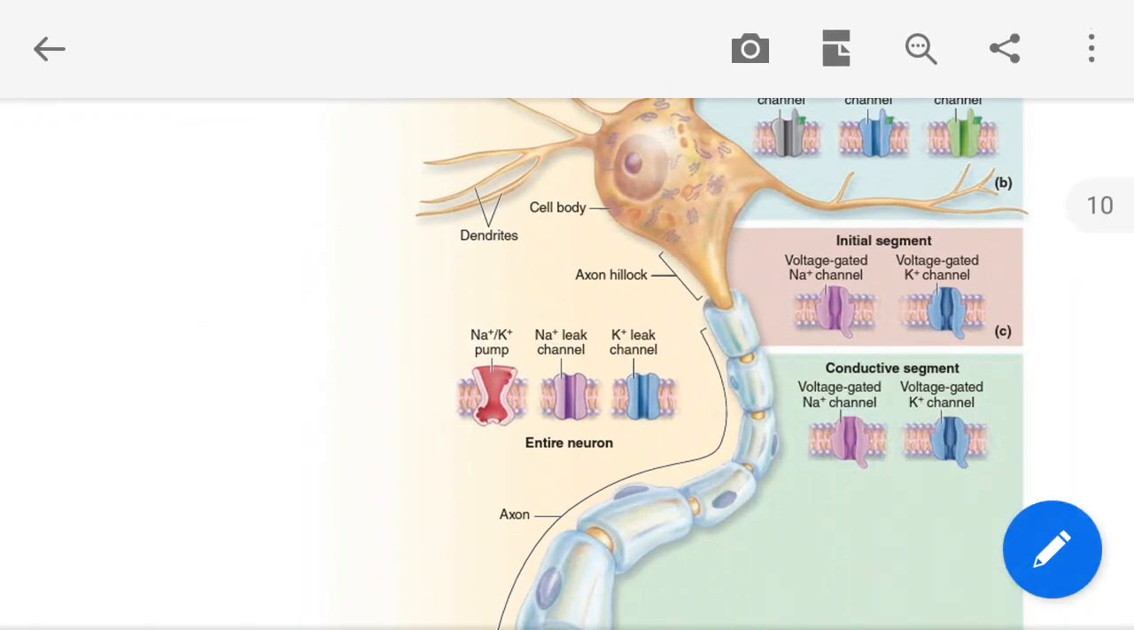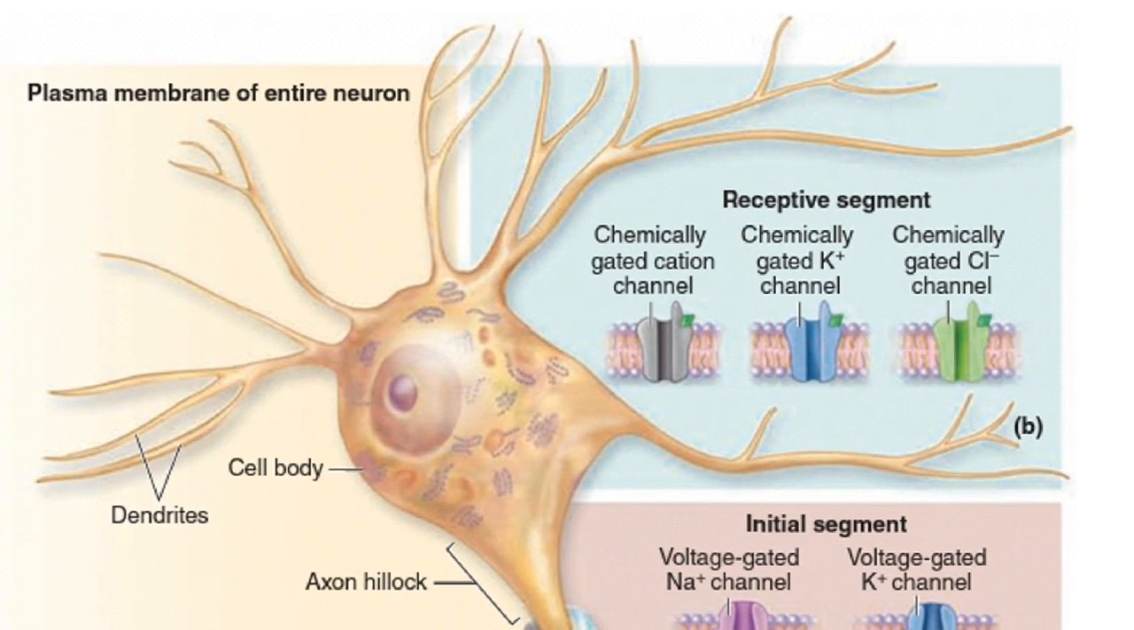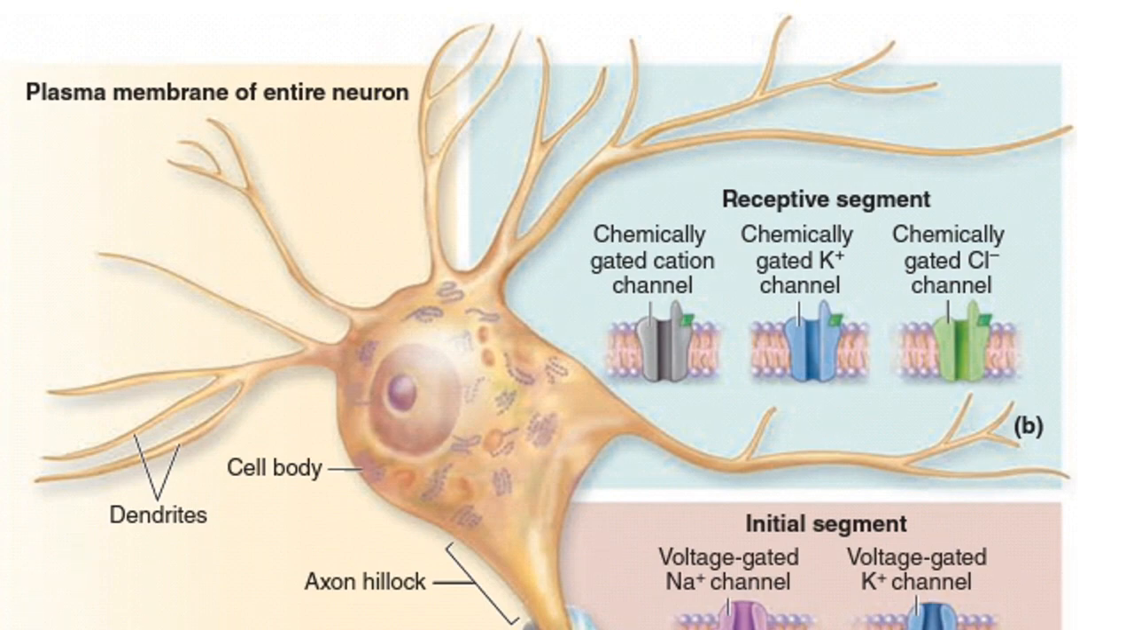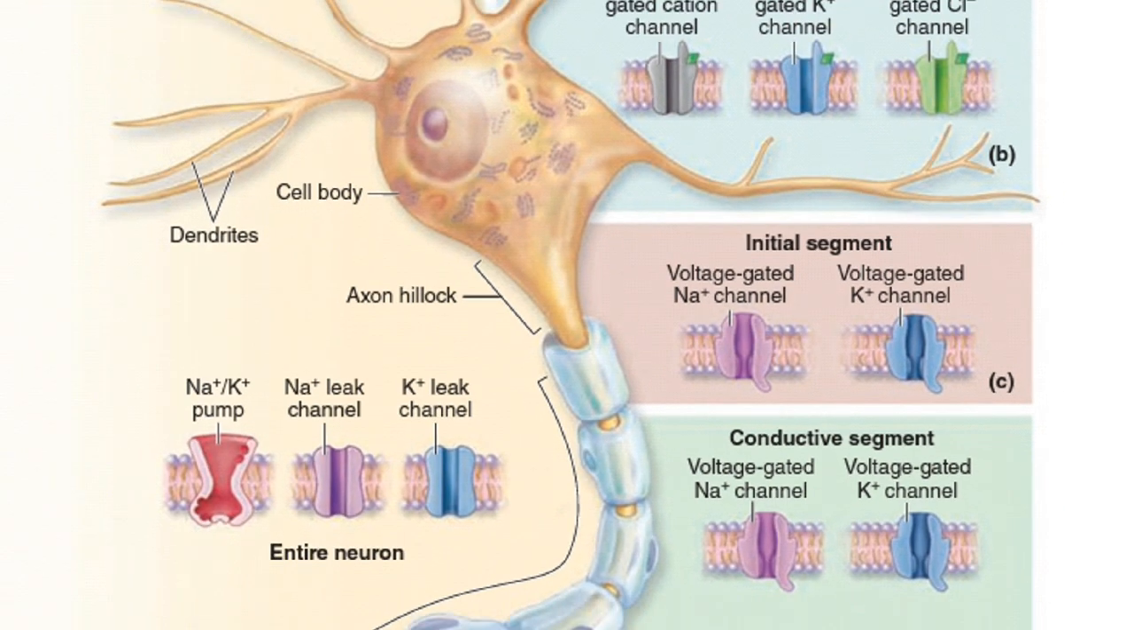Now here one neuron is shown, and in the different regions of this neuron you will find different channels. For example, the first segment they are showing is the receptive segment, then the second segment is known as the initial segment. This is generally the segment from where the nerve impulse starts to propagate. Okay, axon hillock region.